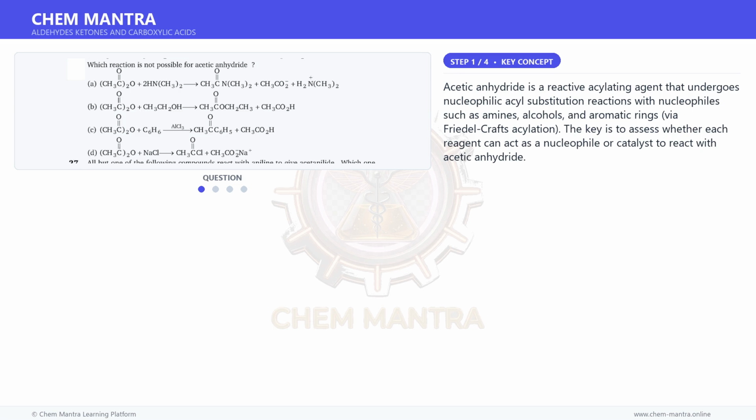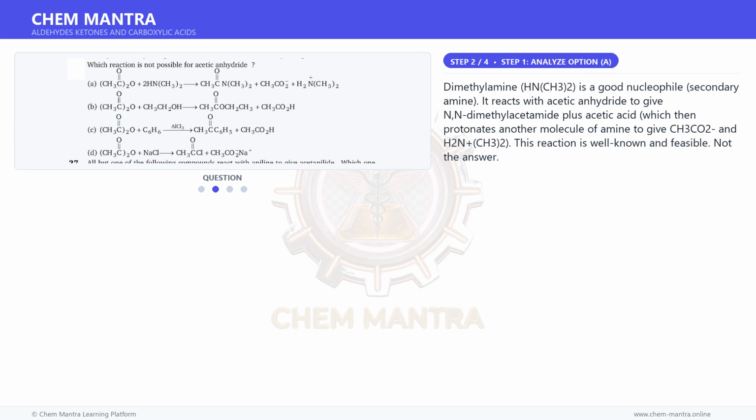Acetic anhydride is a reactive acylating agent that undergoes nucleophilic acyl substitution reactions with nucleophiles such as amines, alcohols, and aromatic rings via Friedel-Crafts acylation. The key is to assess whether each reagent can act as a nucleophile or catalyst to react with acetic anhydride. Moving on to the next step.